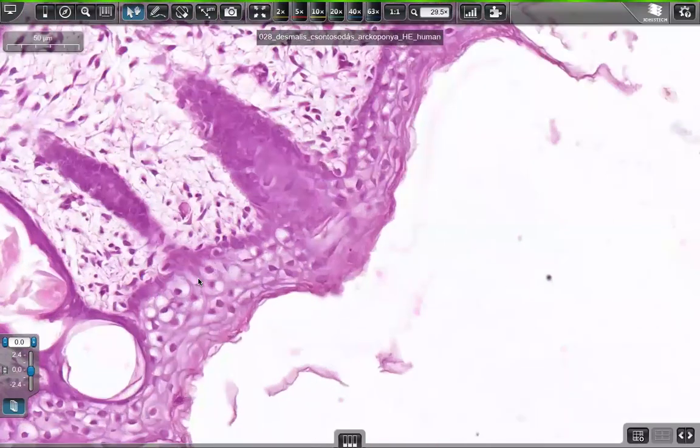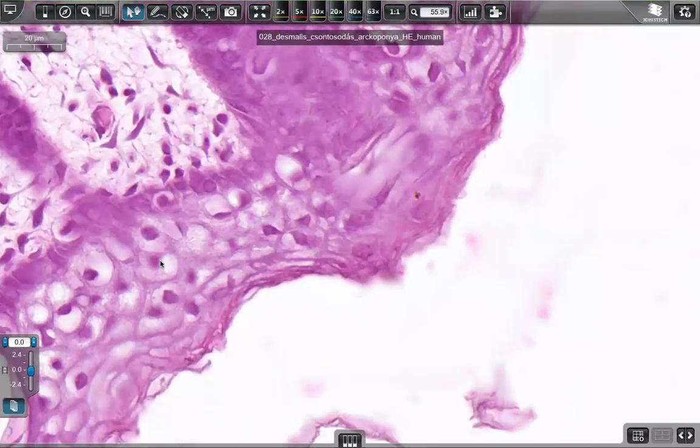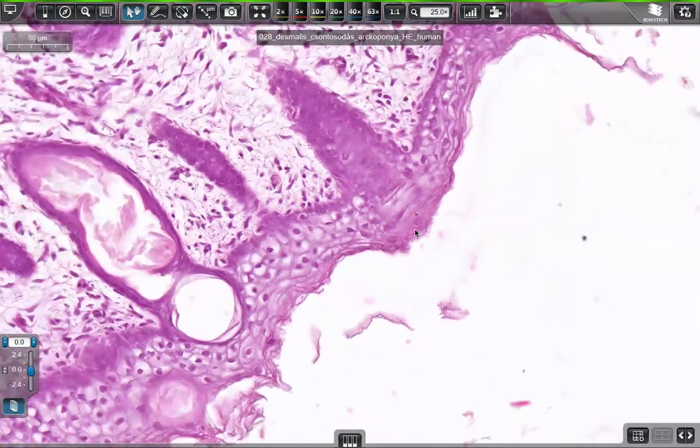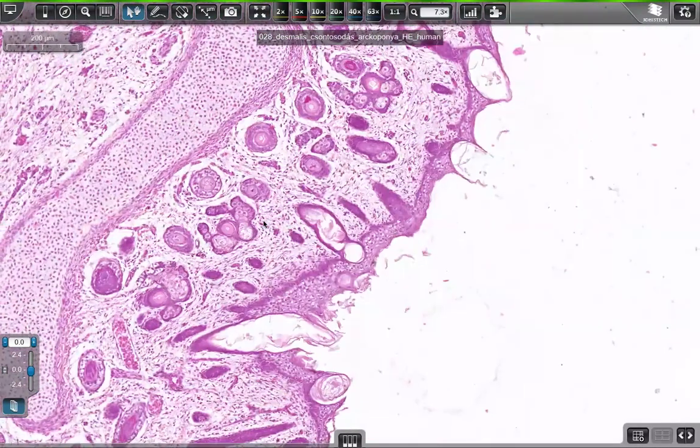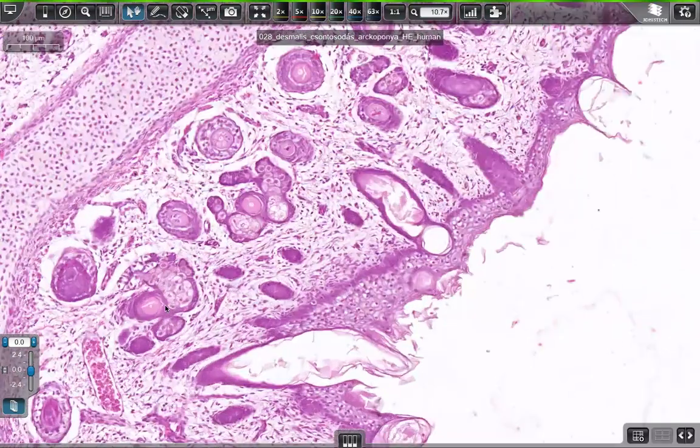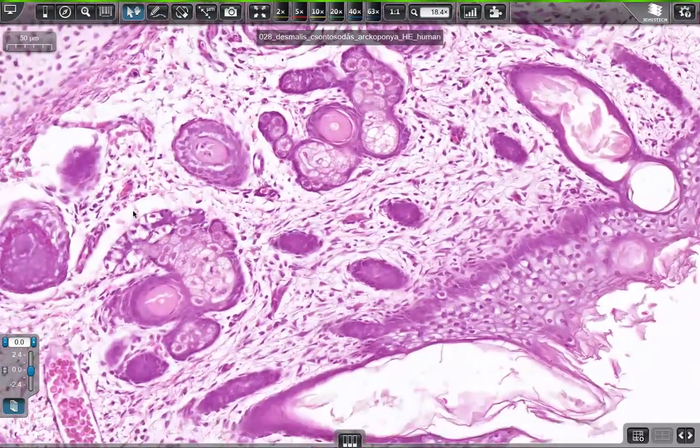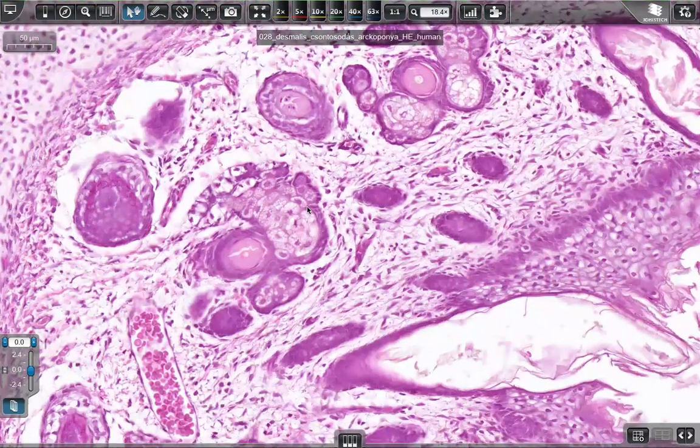So what we can see, the stratum basale, stratum spinosum, and here we cannot see beautifully the stratum corneum and the granulosum. But what we can see are these structures associated with the hair follicles, the holocrine glands. You remember the sebaceous glands secreting sebum.